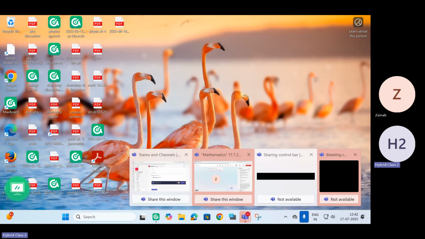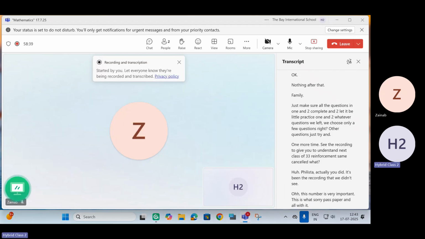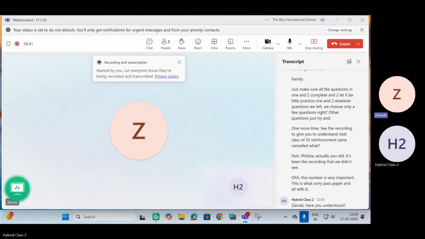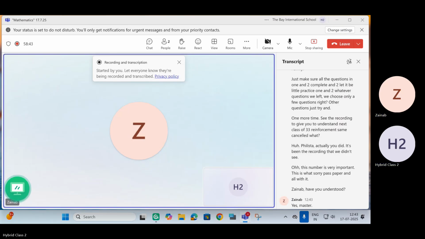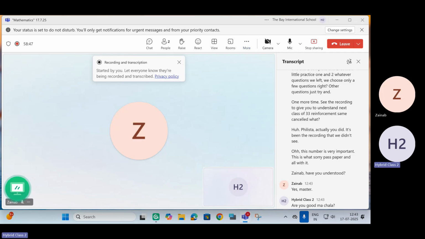Trigonometry is very important. You know the recording, past papers and all we did. Zainab, have you understood? Yes, master. Very good, mashallah. We'll continue shortly.